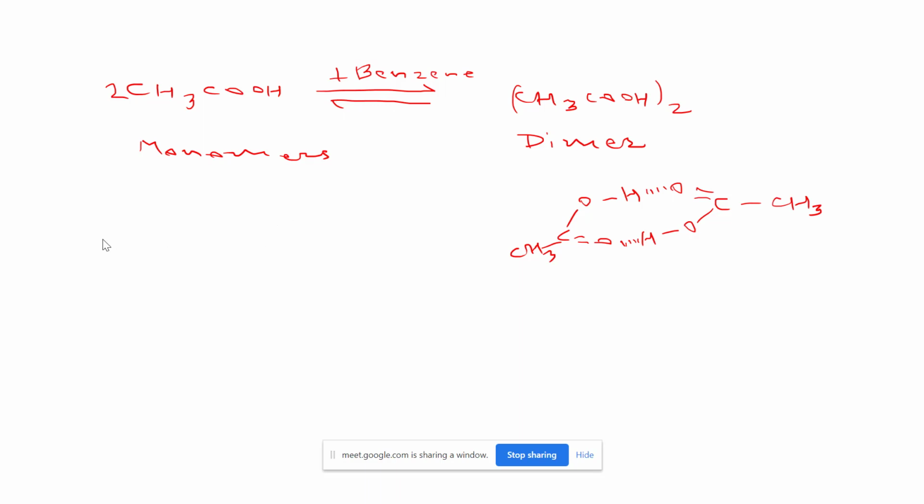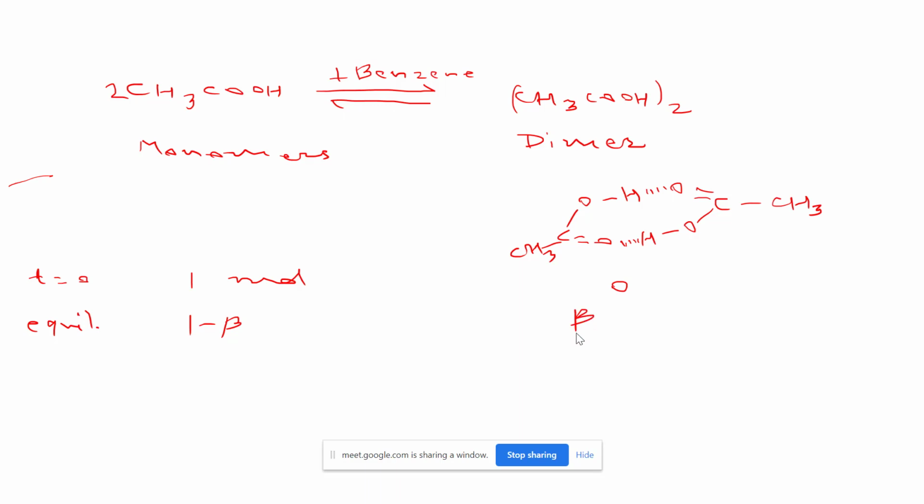Now we are calculating. Suppose at t equals 0, or initially, we take 1 mole of this, or you can take 2 moles as well, and 0 moles for the product. Now at equilibrium, suppose beta moles have reacted. Can you say how many moles we get for the product according to stoichiometry? It will be beta upon 2.